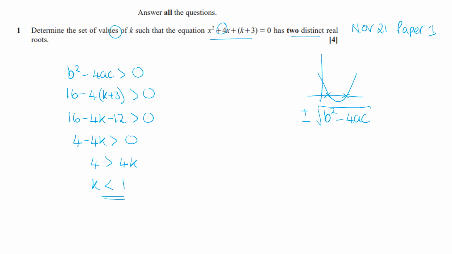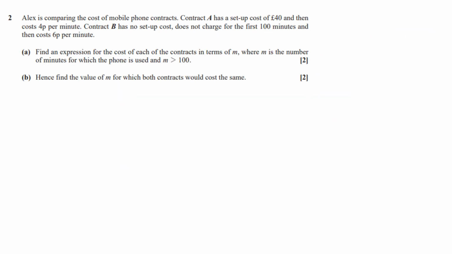1. Just be careful when you turn that inequality round and you make sure that the teeth point to the smaller end. So as long as we've got k less than 1, we're going to have 2 distinct real roots. This next question is the sort of question that you have to read a couple of times to just get your head around what's going on.